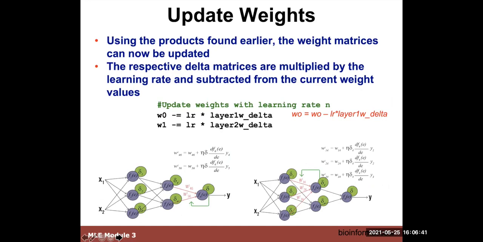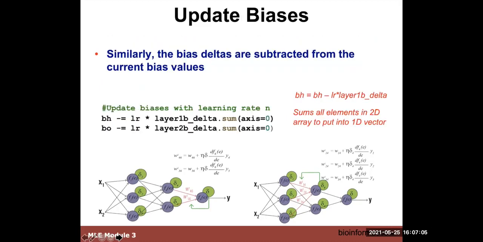And we're multiplying by the learning rate, which is eta, or in this case, we're calling it LR. So LR equals eta, that Greek letter that looks like an N. And this is illustrating how the weight is modified for both weight 0 and weight 1. We update the biases as well, in a similar form, and again we multiply by the learning rate. And then all of these are put from a two-dimensional array into a one-dimensional vector.